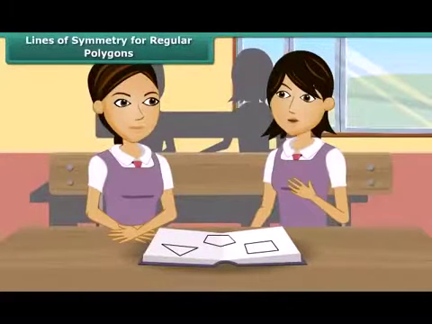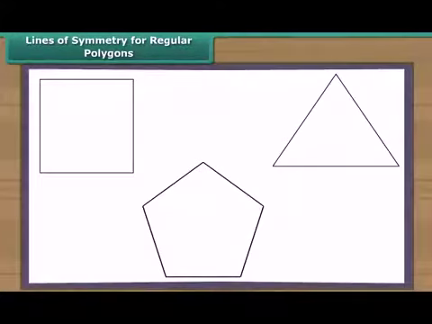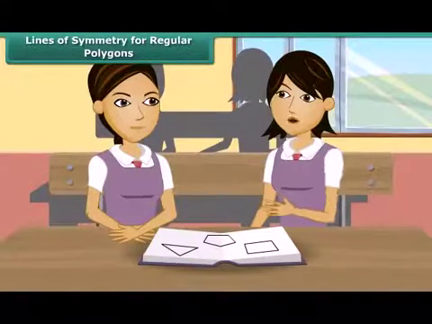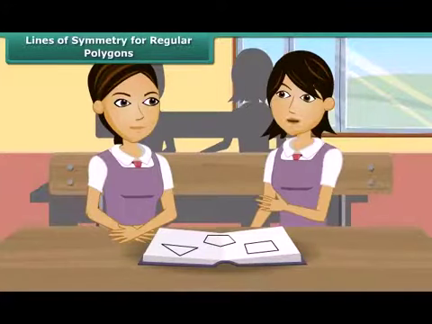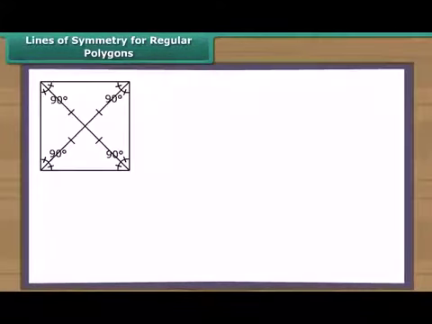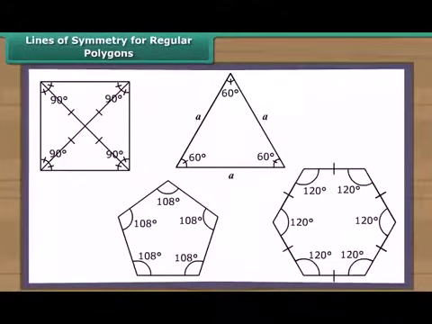Now I will tell you about lines of symmetry in regular polygons. Do you know what a regular polygon is? It is a closed figure made up of several line segments. And a triangle is a polygon made up of at least 3 line segments. You are right. And a regular polygon is one whose line segments are all equal and the measures of all the angles are equal. Therefore, a square, an equilateral triangle, a regular pentagon, a regular hexagon are examples of regular polygons. There all the sides are equal and the measures of their angles are also equal.